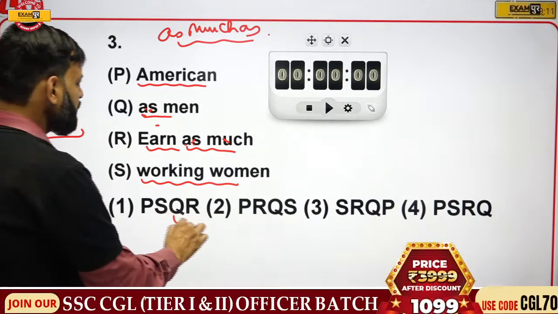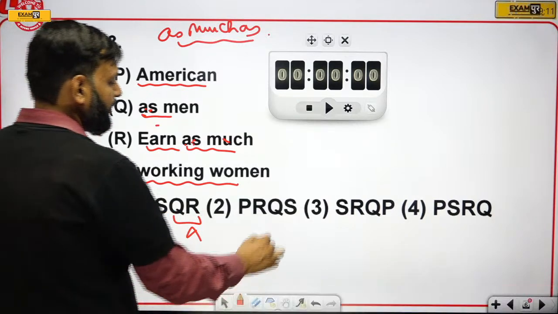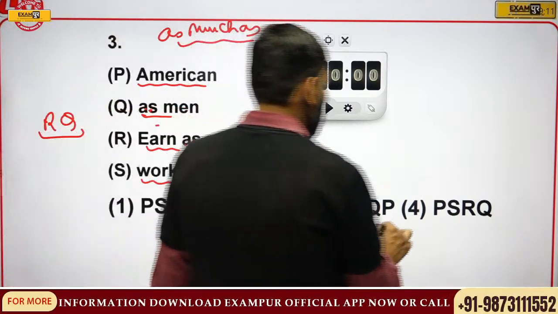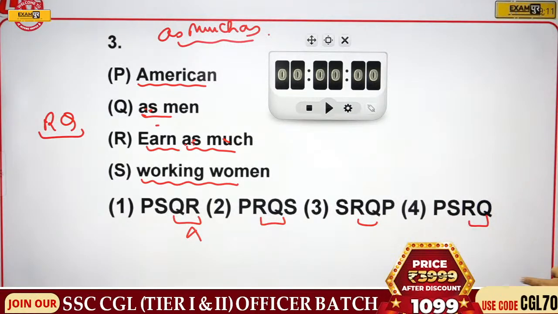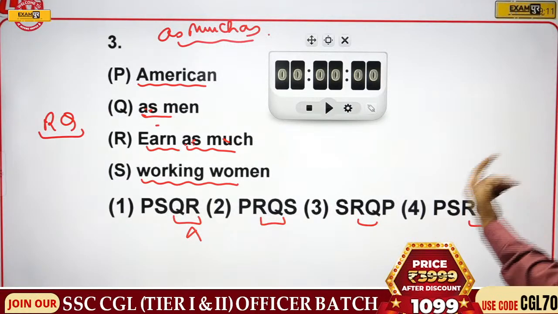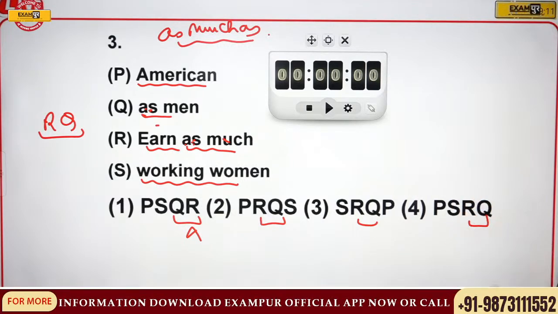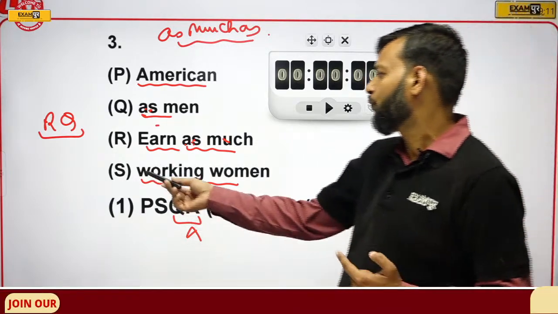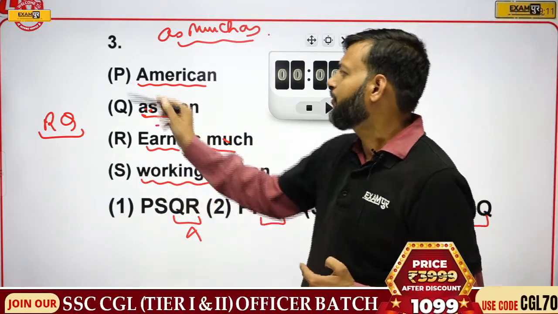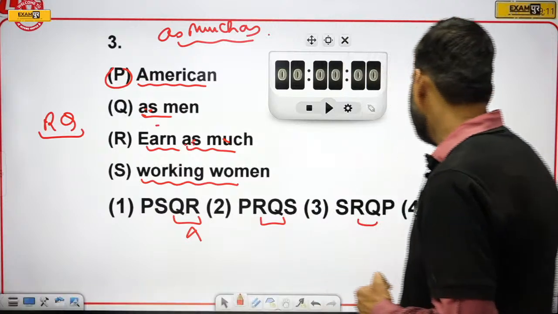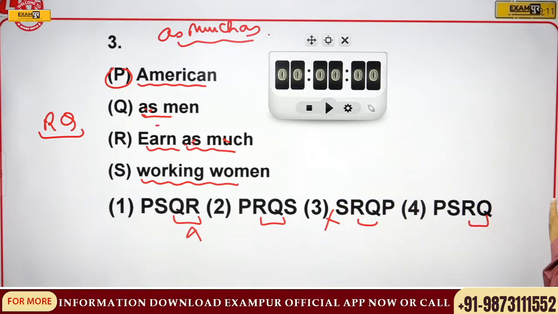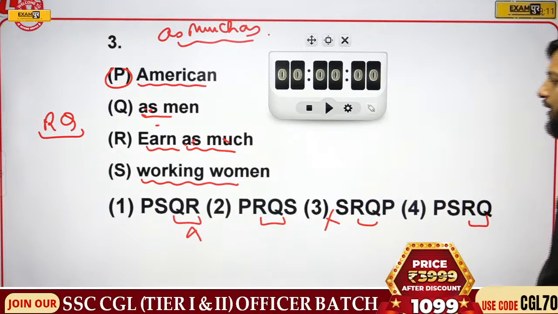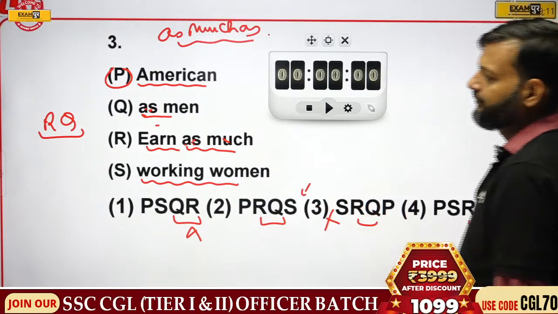Here we have QR, eliminate. Here we have RQ, here we have RQ, and here we have RQ. Now these 3 options have RQ, but the sentence has to start with P, because the sentence cannot start with working, like a gerund. So the first sentence should be P. So eliminate this option. Now we have PRQS and PSRQ. Here S is at the end.